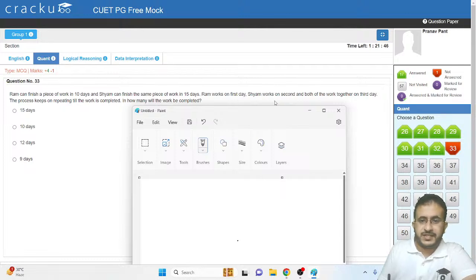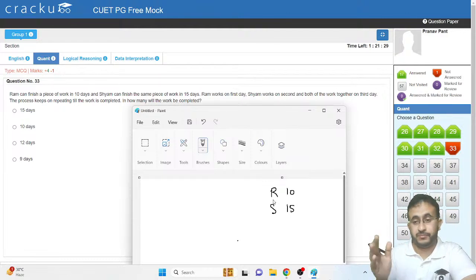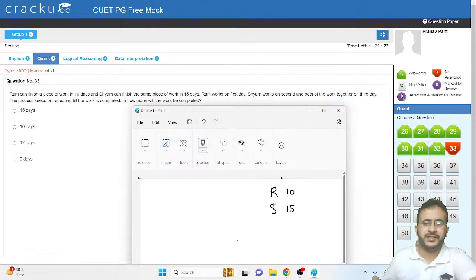Ram works on the first day, Shyam on the second day, and both work together on the third day. In how many days will the work be completed? Ram takes 10 days, Shyam takes 15 days, right? I'll teach you one method also, which some of you may not know. First of all, let us take the work as 30 units.